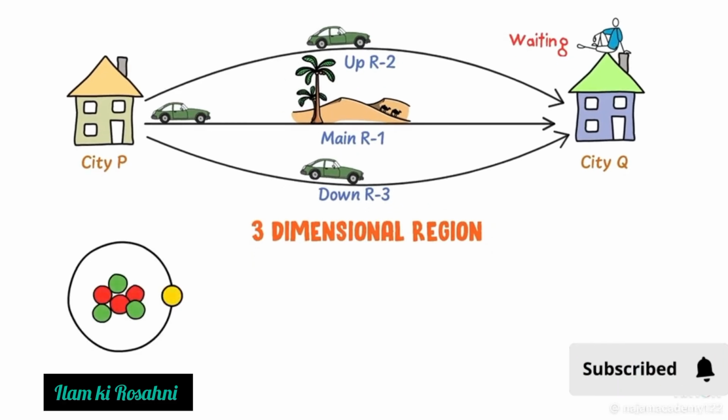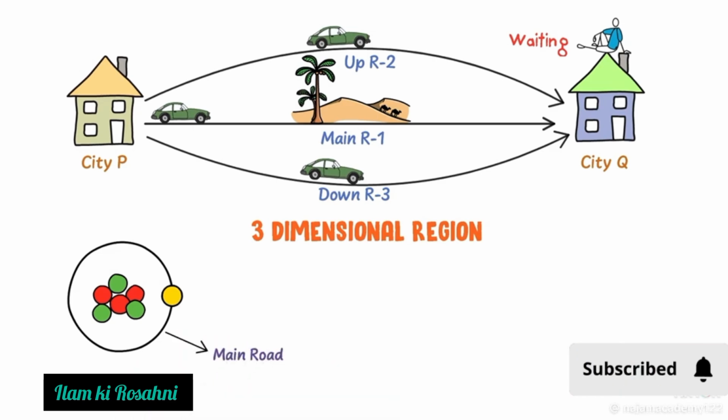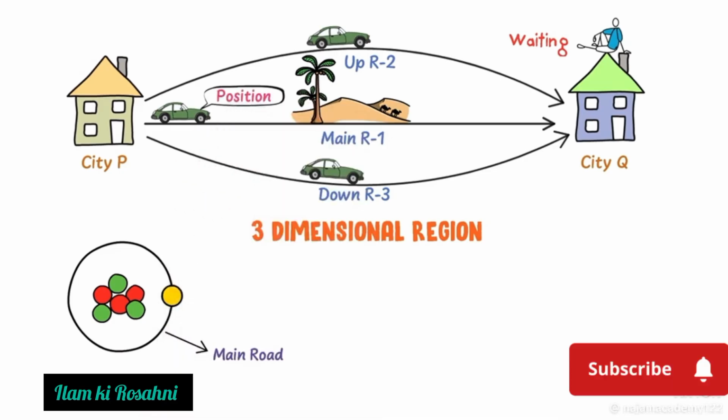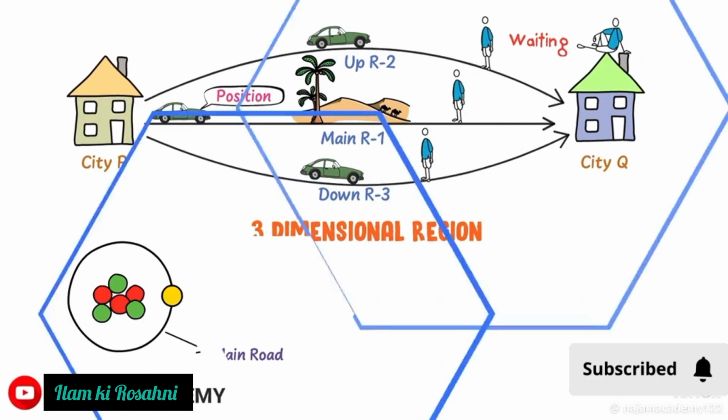Similarly, consider an atom. We have learned in the previous slide that electrons revolve around the nucleus over fixed circular paths. I call these orbits the main roads. Now listen carefully. If you want to find the location or position of the car between city P and city Q, you will search for the car on road 1 or on road 2 or on road 3. It means that the car is present in this three-dimensional region or space.